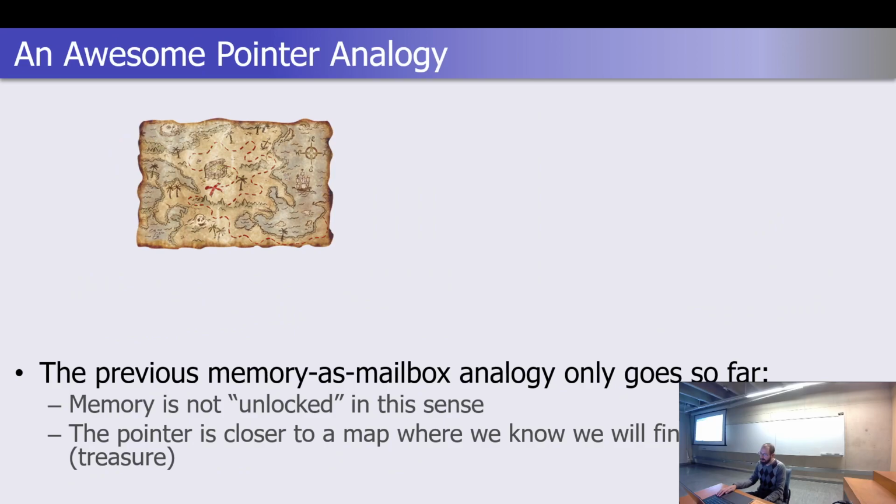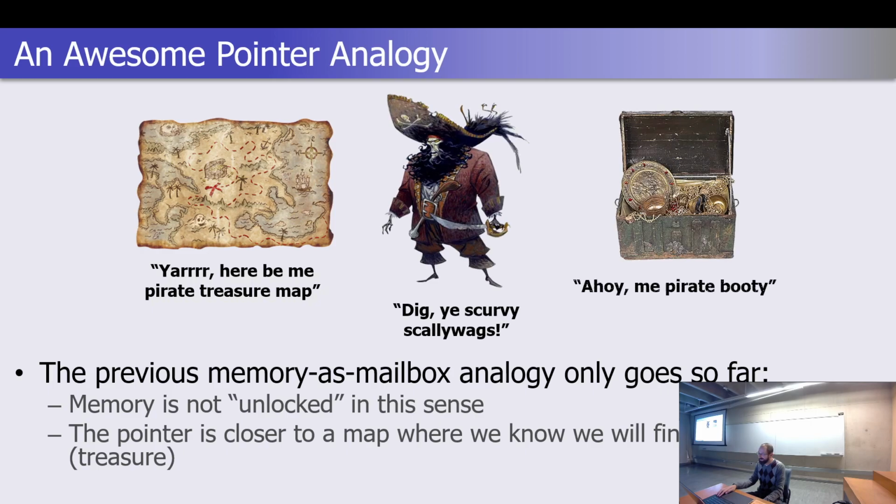Here's a slightly better pointer analogy. Arr, here be me pirate treasure map. Ahoy, me pirate booty, right? So the mailbox memory analogy only goes so far. We don't really unlock memory. The treasure map is a little bit closer to what we're talking about, because we don't lock and unlock memory. The pointer tells us where we have something interesting potentially in memory. So it's a little bit closer to a map. Instead of mailboxes, if you think of your memory as being treasure that you have to find, that's fine as well. Maybe we're past the point of needing silly analogies to understand this.